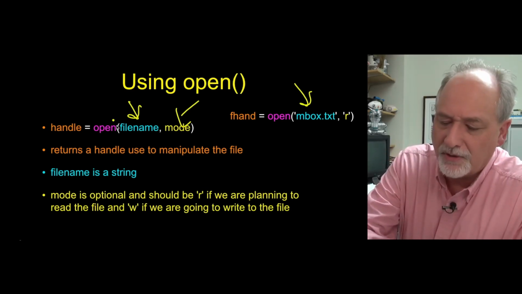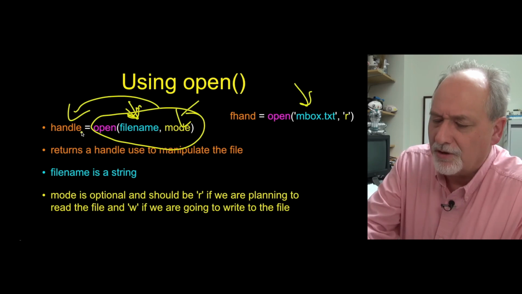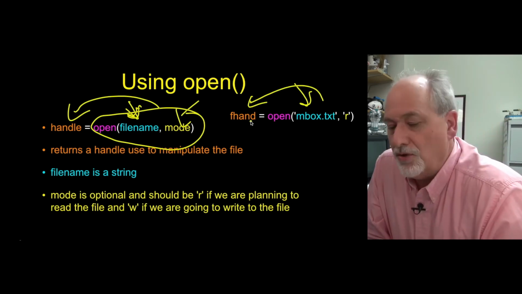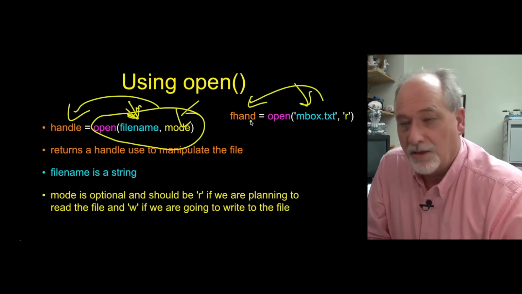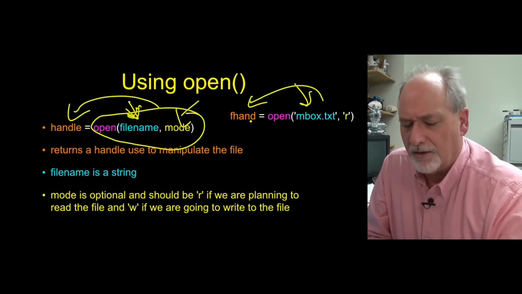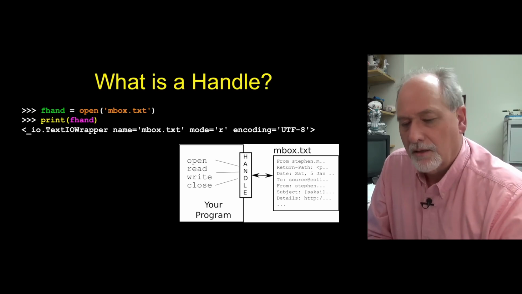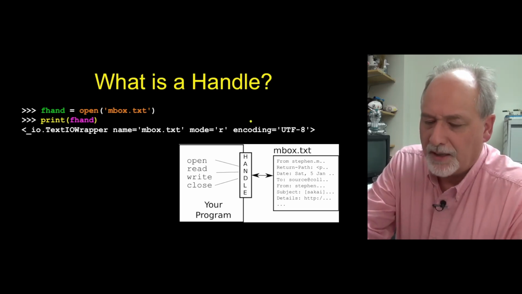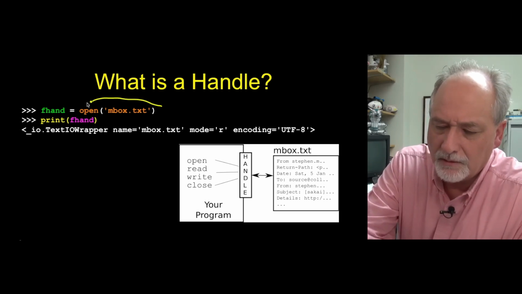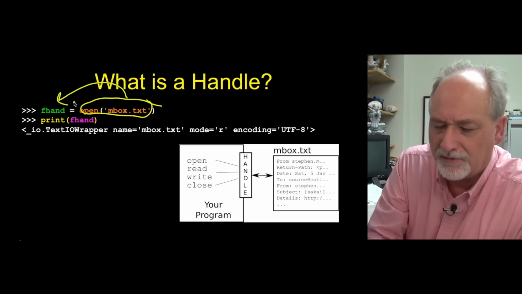And so open, you pass it in a file, it gives you back this file handle, and then you have a variable in which you store it. I often call it fhand to be mnemonic. You'll see my code, I use fhand all the time to indicate that that is a file handle. And so if we were to run this in interactive mode, we'll open mbox.txt, and that is a function built into Python, and then it gives us back a handle. It does not give the data.